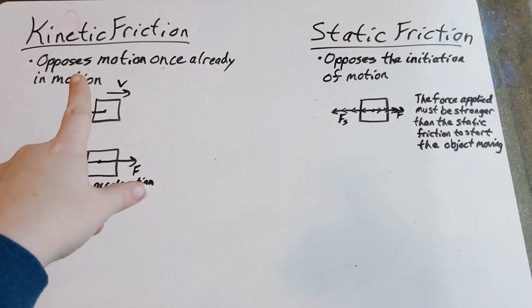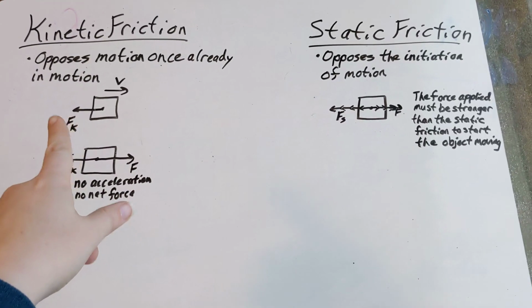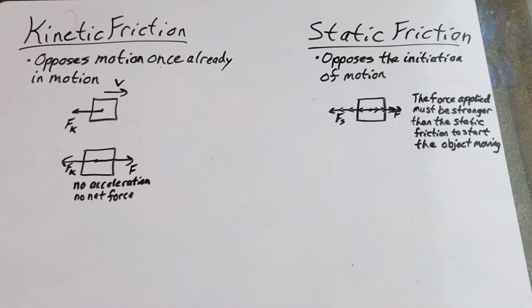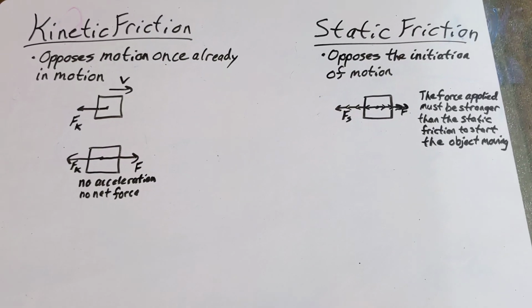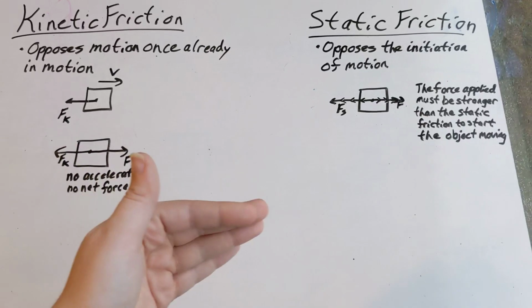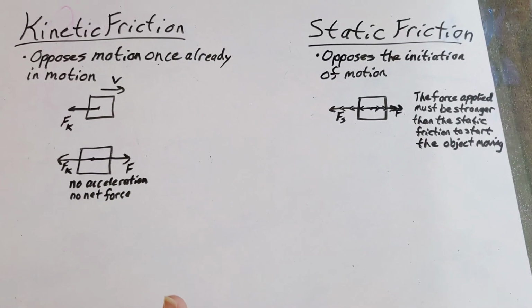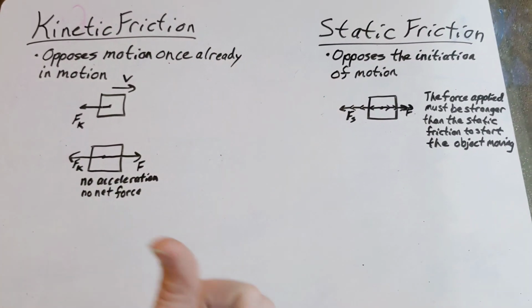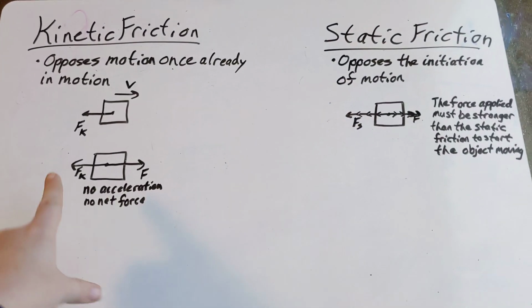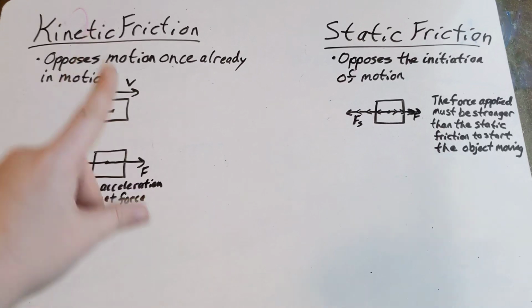We have kinetic friction. Kinetic friction opposes motion once the object is already in motion. So this is if an object is already moving, as in this example here, it has a velocity to the right, it's traveling to the right, and friction is going to go to the left and oppose that motion. And that is going to be the kinetic friction because it's moving.